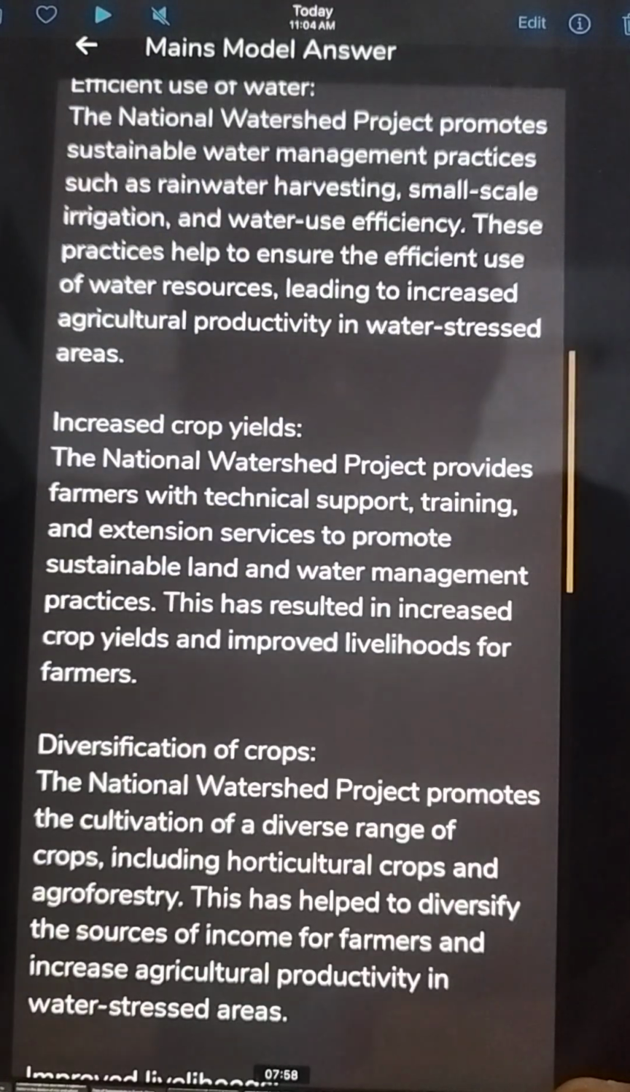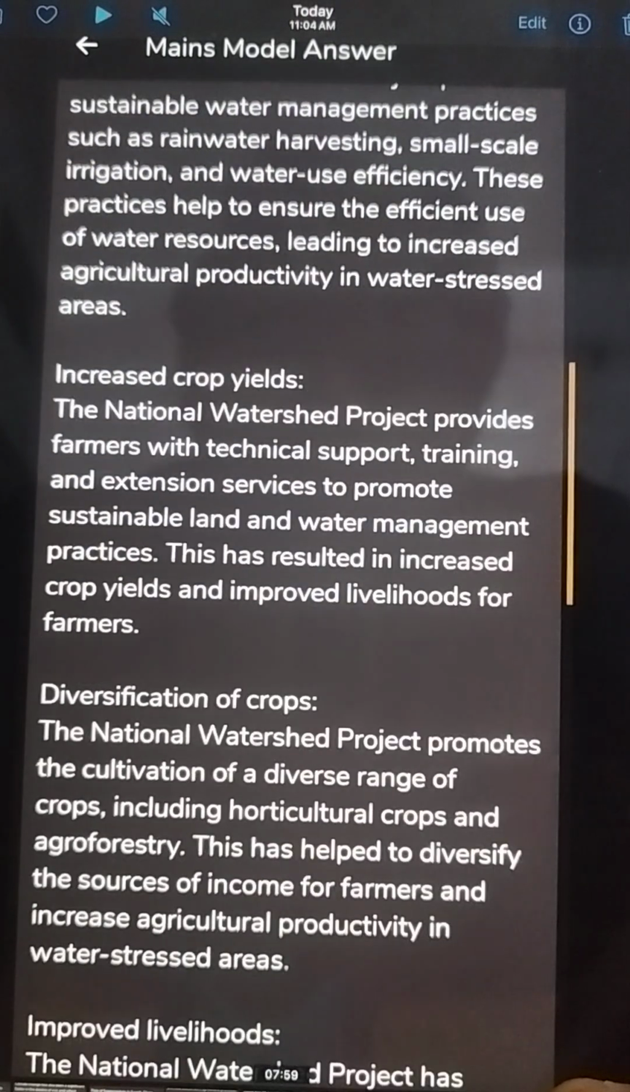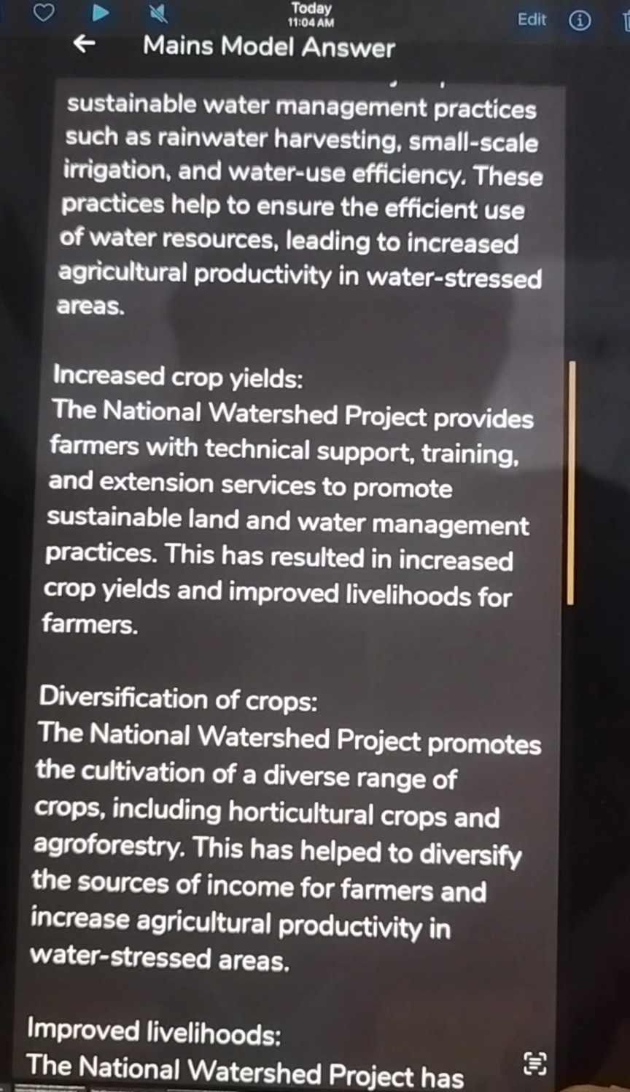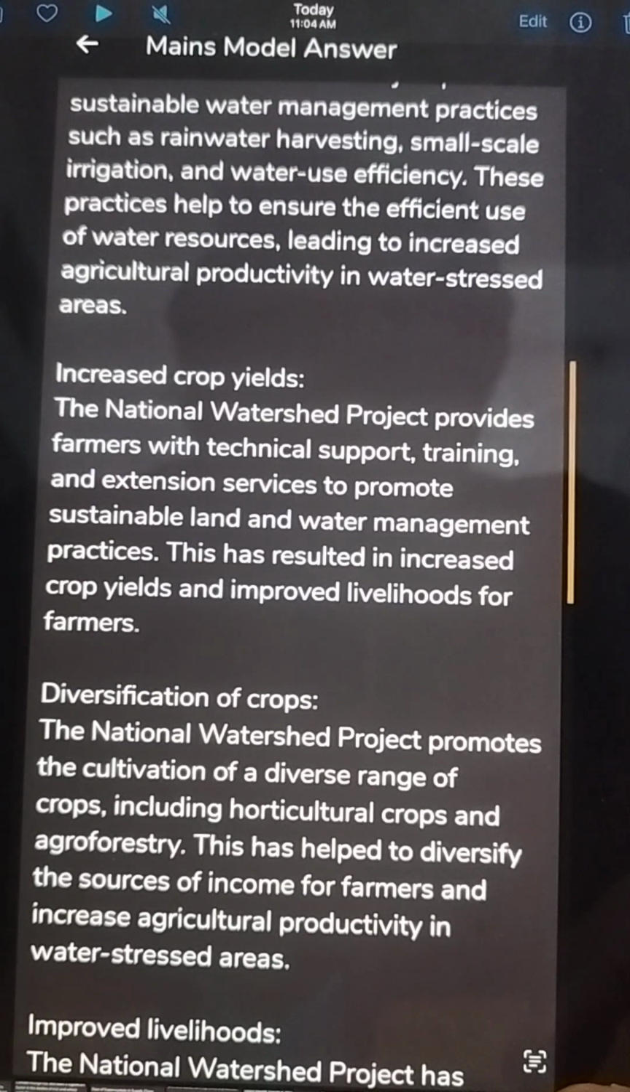Then comes increased crop yields. The National Watershed Project provides farmers with technical support, training, and extension services to promote sustainable land and water management practices. This has resulted in increased crop yields and improved livelihoods for farmers.